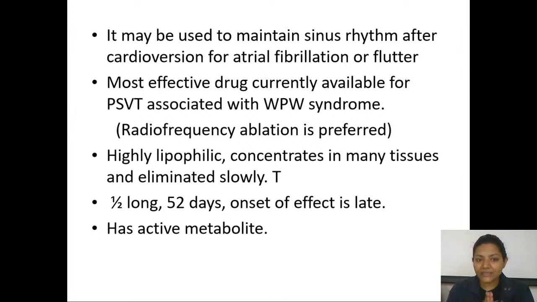So it is currently the most effective drug available for PSVT that is associated with WPW syndrome, right? Although radiofrequency ablation is preferred and is, I would say, the cure for this, if we have to give a drug, then we will obviously prefer amiodarone.